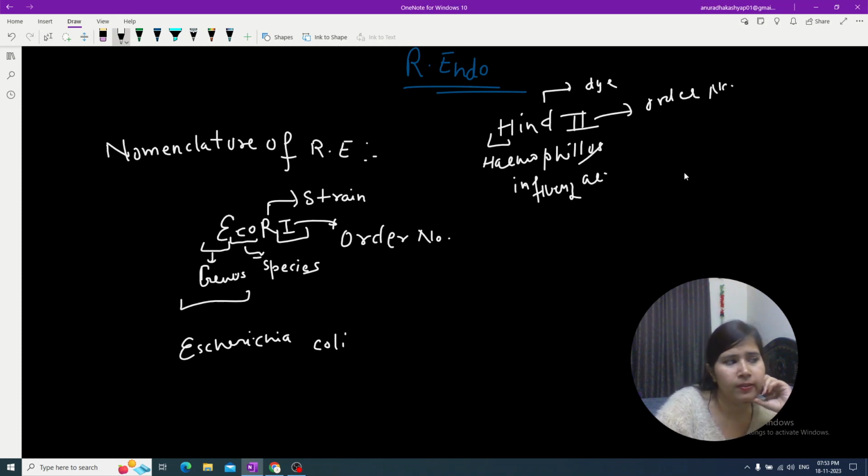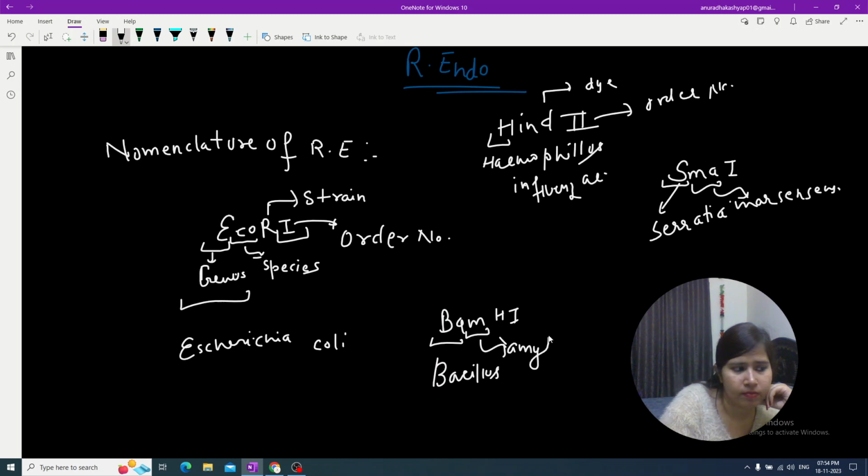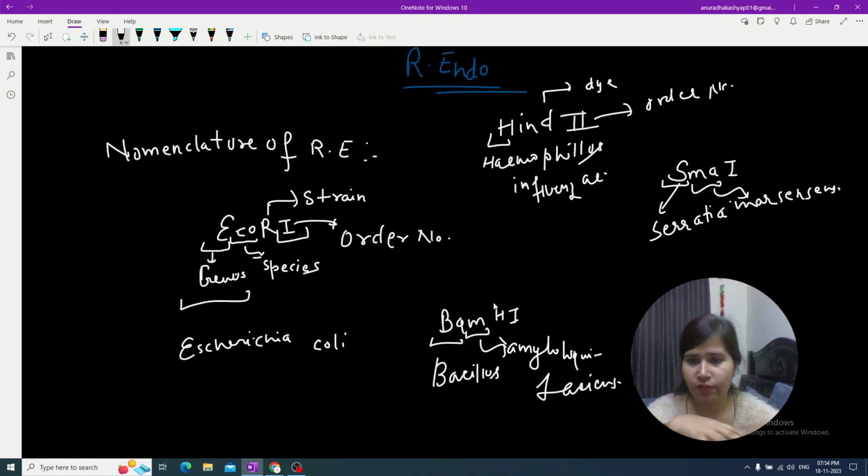If I talk about, for example, SmaI, what is the meaning of SmaI? S is representing Serratia, ma is representing marcescens, and I is representing the order number. You can check the spelling also. I can take another example, BamHI. Here B is representing the genus Bacillus, a rod-like bacteria, am is going to represent amyloliquefaciens, and H is going to represent the strain, and the I is representing the order number.